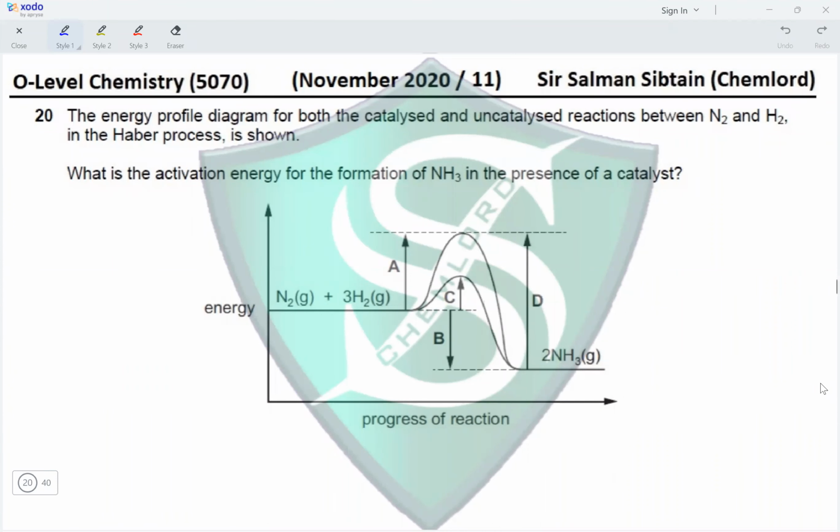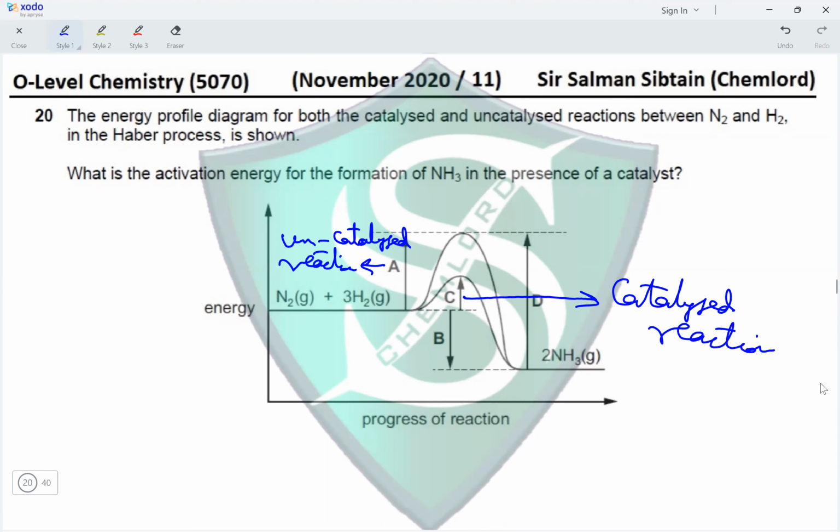Question 20. The energy profile diagram for both the catalyzed and uncatalyzed reactions between nitrogen and hydrogen in the Haber process is shown. What is the activation energy for the formation of ammonia in the presence of a catalyst? Okay. The purpose of a catalyst is to lower the activation energy requirement. Both A and C represent activation energy, but the activation energy represented by A is larger, meaning this is for the uncatalyzed reaction. Whereas the one shown by C is for the catalyzed reaction.